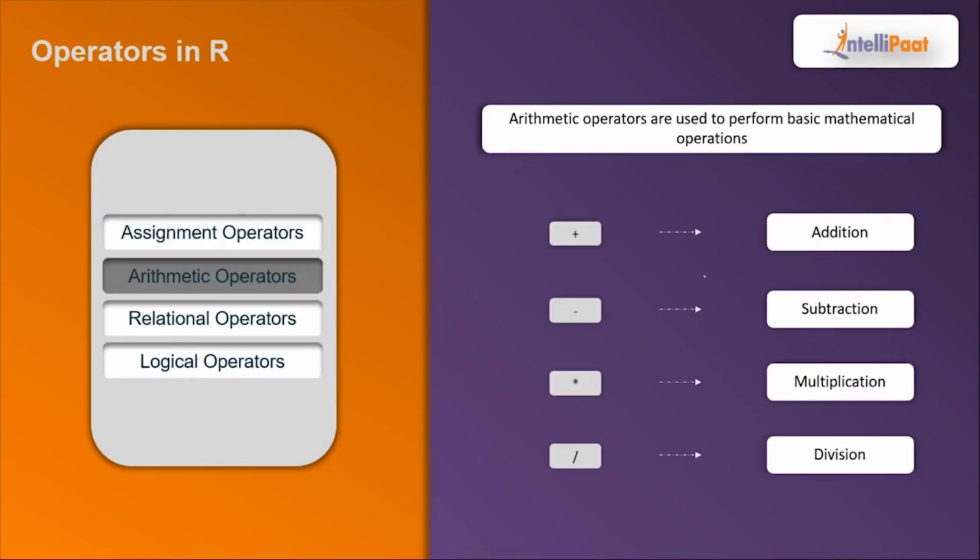Now let's head on to arithmetic operators. These arithmetic operators are used to perform basic mathematical operations. And these are the different arithmetic operators which we have in R. This plus symbol over here helps us to add two variables. Then we have this minus symbol which helps us to subtract two variables. Then we have this asterisk symbol which helps us to multiply two variables. And finally we have this forward slash which stands for division. With the help of this we can divide two variables or two operands.